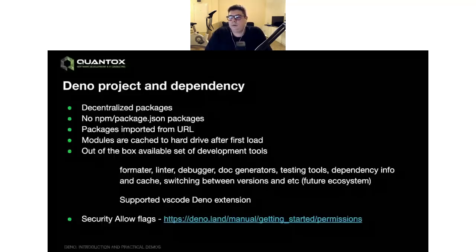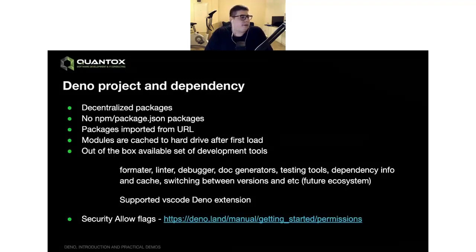So when I do deno run and some dependencies are downloaded from the internet, those dependencies are cached on the OS hard drive, and the next run is very fast. If you want to reload, you could reload it if there are new versions or updates. So like I said before, we have an ecosystem: formatter, linters, debugger support, for example VS Code or JetBrains IDEs, docs generators, testing tools, dependency info, cache, switching between versions, etc.